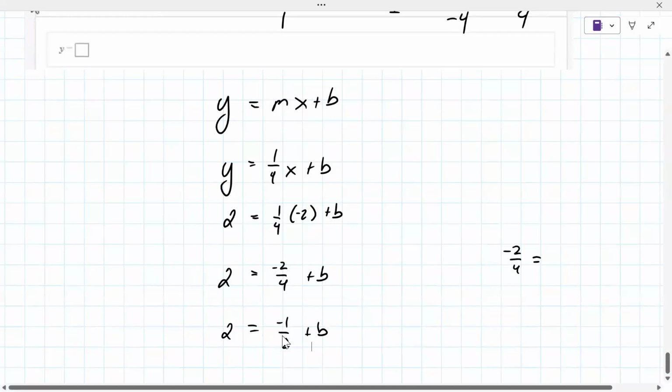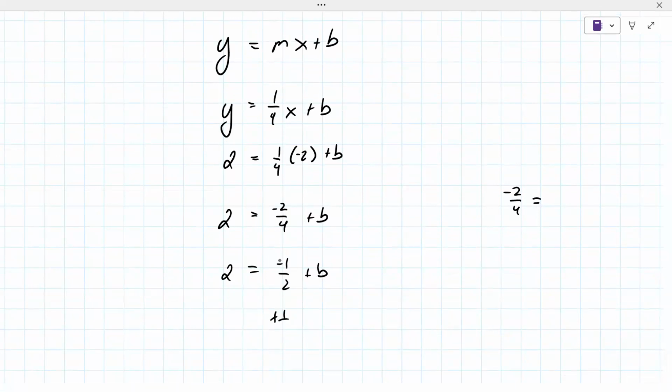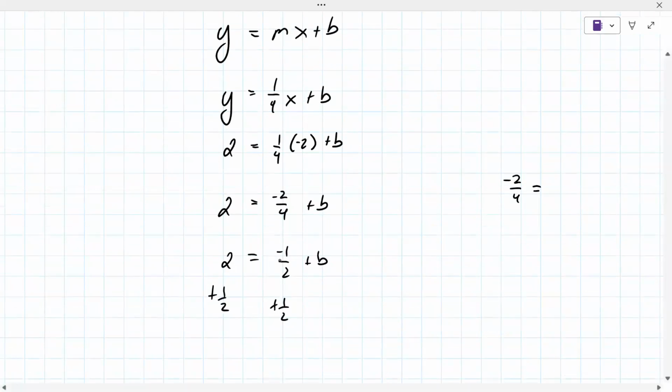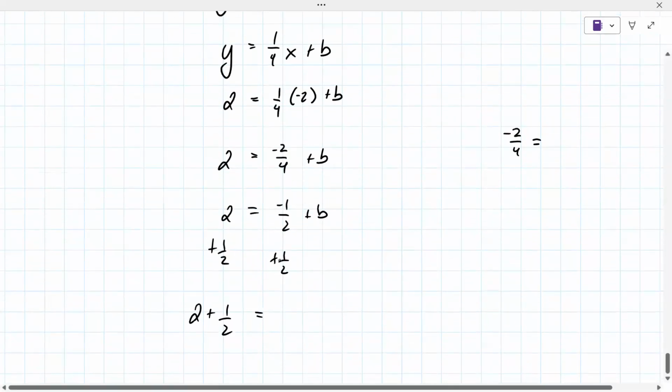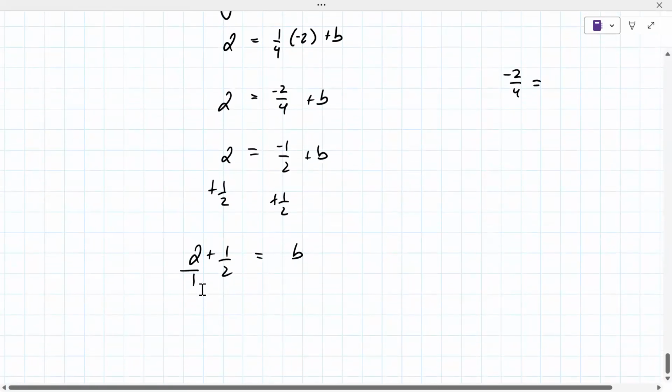How do we undo this -1/2? Can we get it to the other side? You're undoing subtraction. What's the undoing of subtraction? Adding. So you're going to add 1/2 to both sides. So on the left, it's 2 + 1/2 equals b. You have to make a common denominator here. What's the common denominator between 1 and 2? You've got to go up, get bigger. 2.